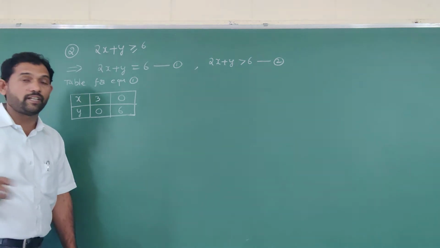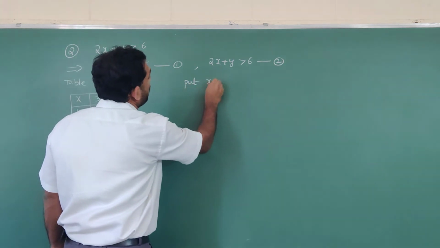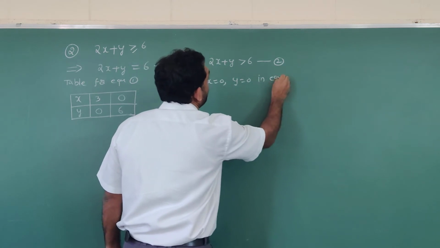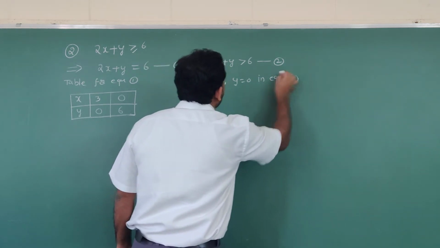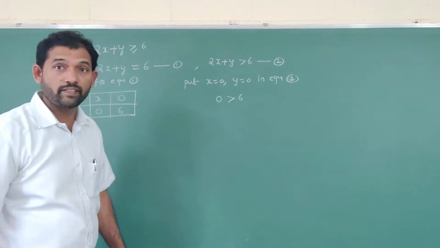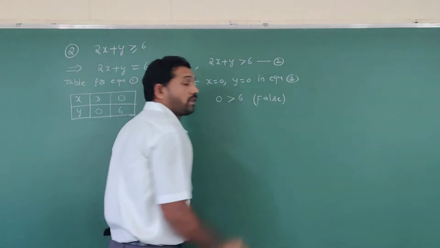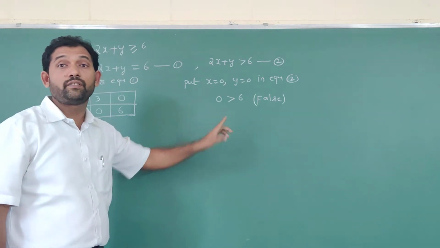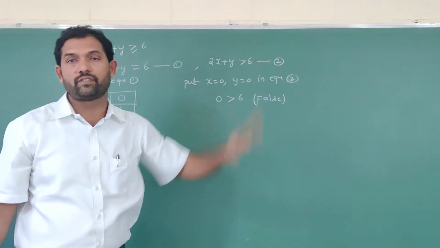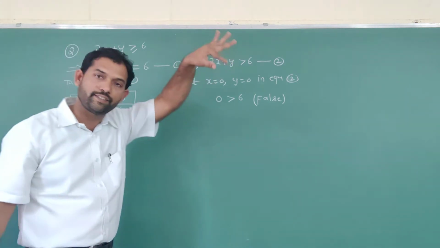Y is equal to 6. Understand? Now put x equal to 0, y is equal to 0 in equation number 6. What happens? 0 is greater than 6. Always false. It is false, which means we have to shift away from the origin. The solution region is above the line. Okay? Remember this point. We will discuss these points in the graph.